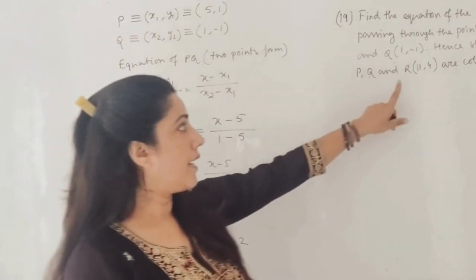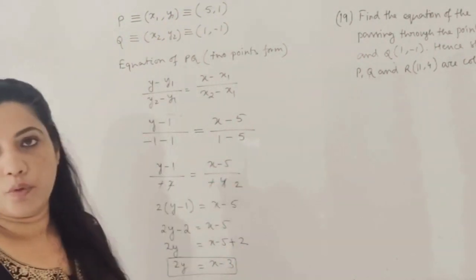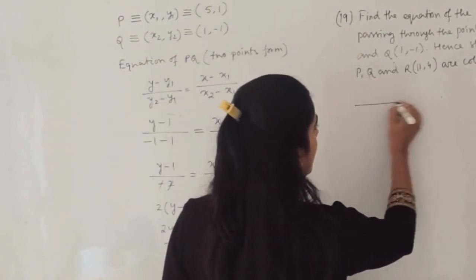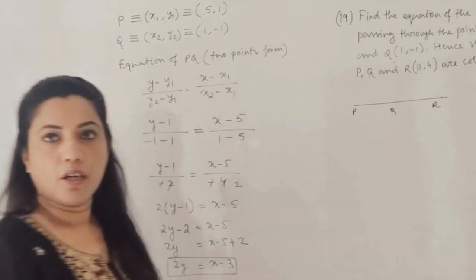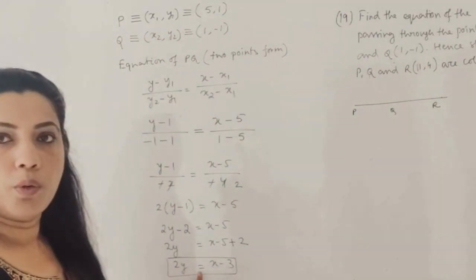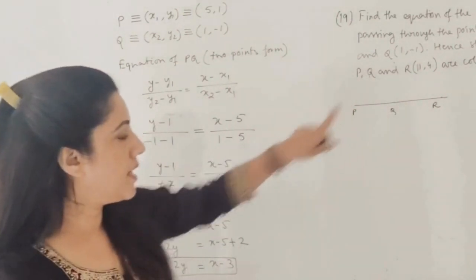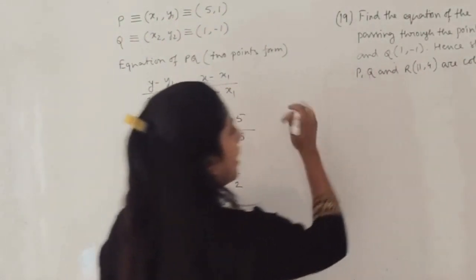Second part, you have to show that R, which is (11, 4), is collinear with P and Q. Collinear with P and Q means it is on the same line. If P, Q are like this, then R should be lying on the same line. So we got the equation of PQ. If R lies on this line, then it should satisfy this equation, right? So let us see this.